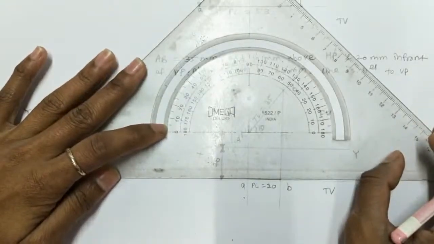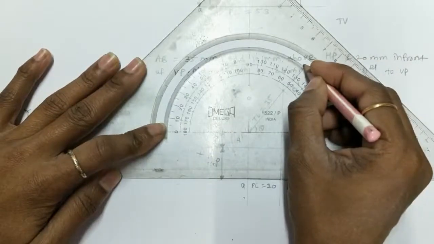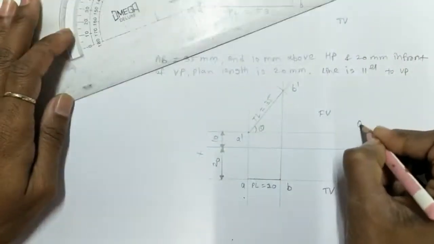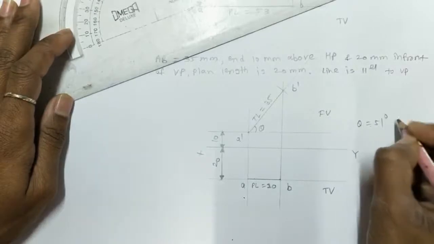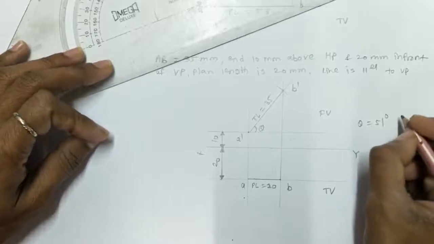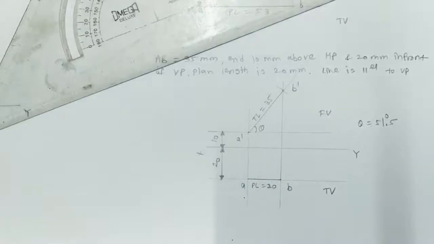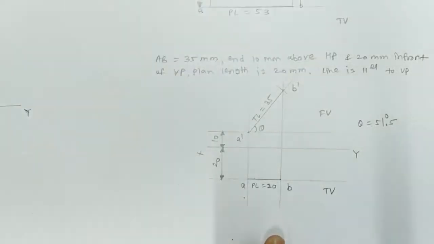You can see here after 50, so theta is 51 degree or 51.5 degree. 51.5. So this is an example on a line inclined to HP and parallel to VP.